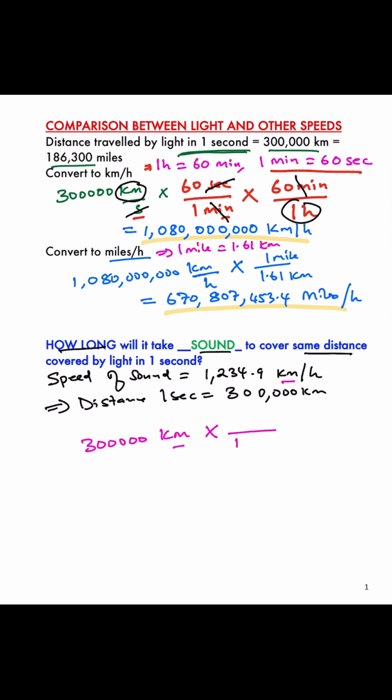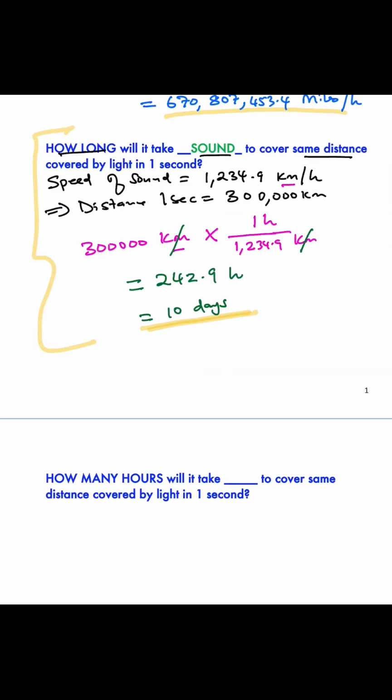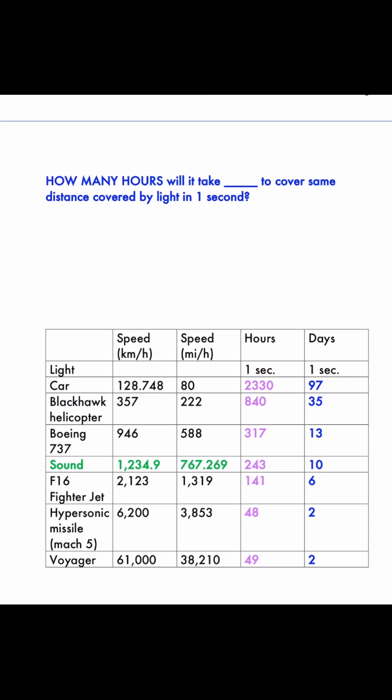So we'll put 1,234.9 kilometers per hour. So the hour will go up there. And as you can see, the kilometer and kilometer will cancel, and that will give us 242.9 hours. If you divide that by 24, it will be about 10 days. So that means it will take 10 days for sound to cover the same distance that's covered by light in just 1 second.